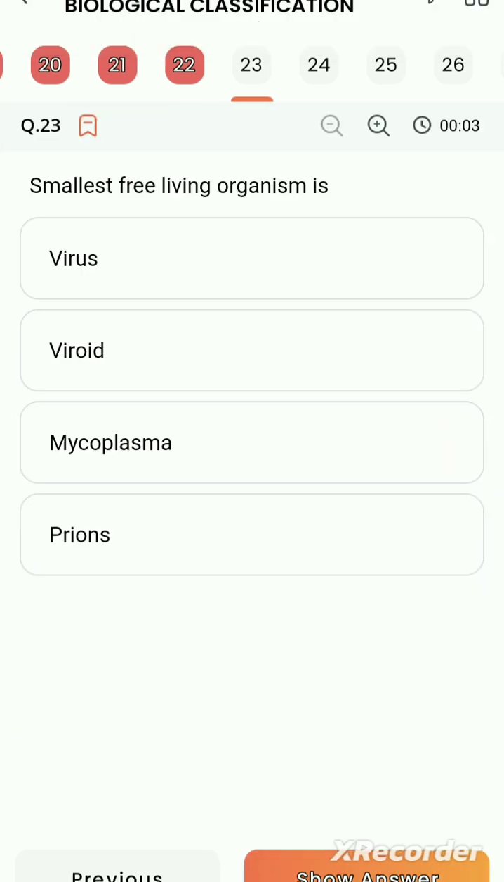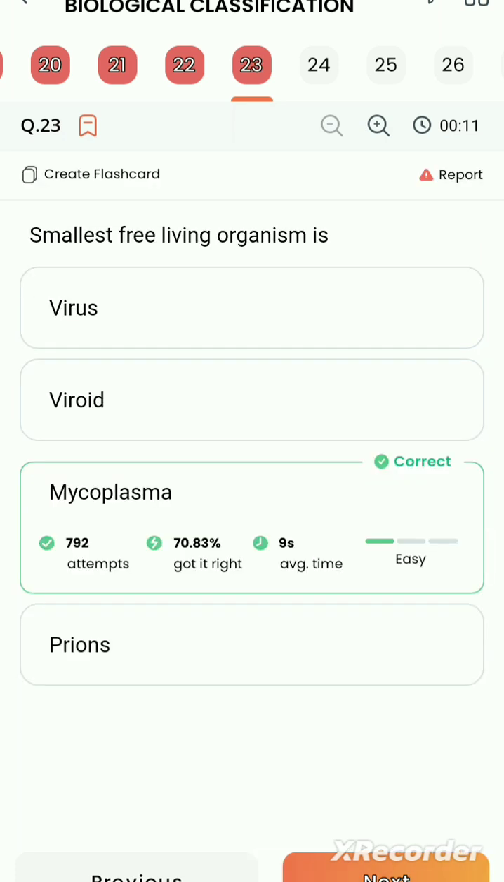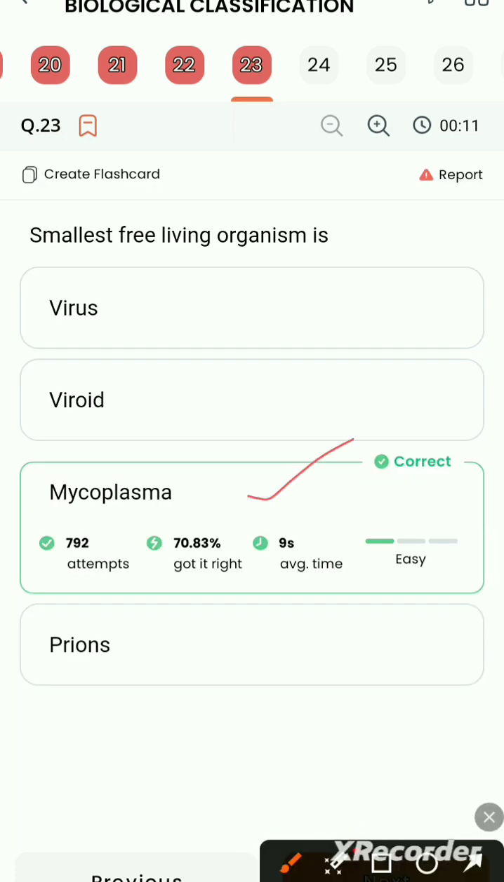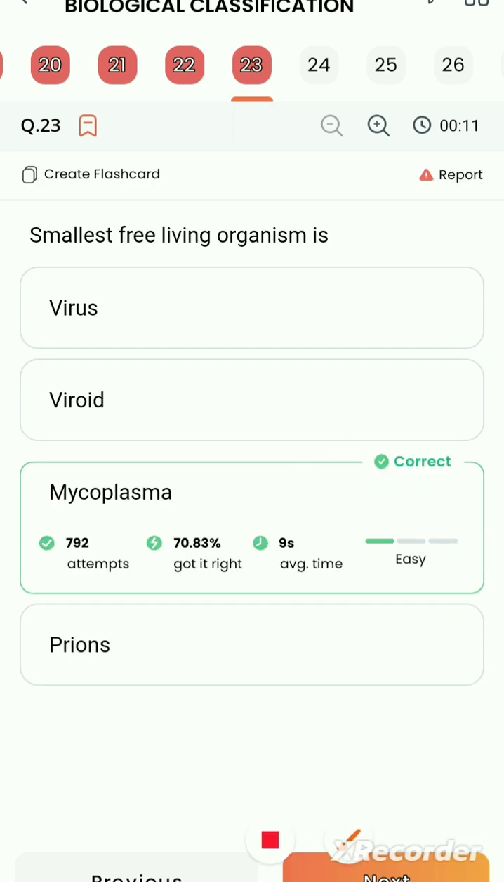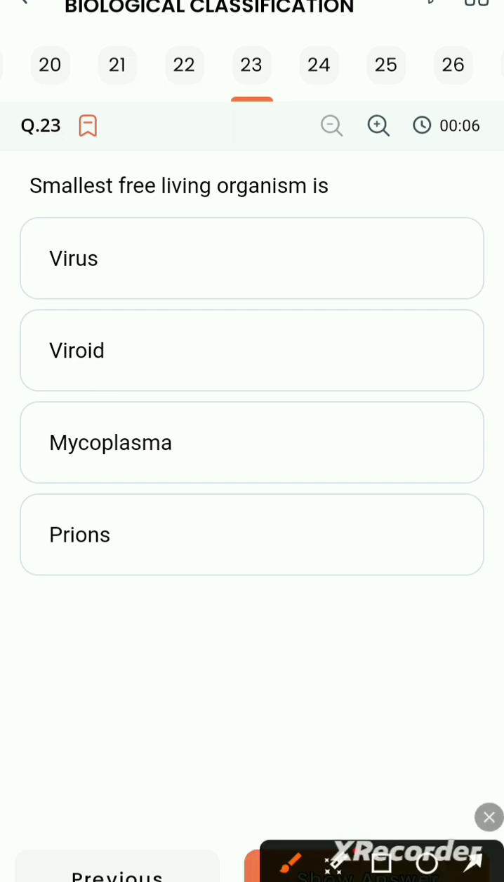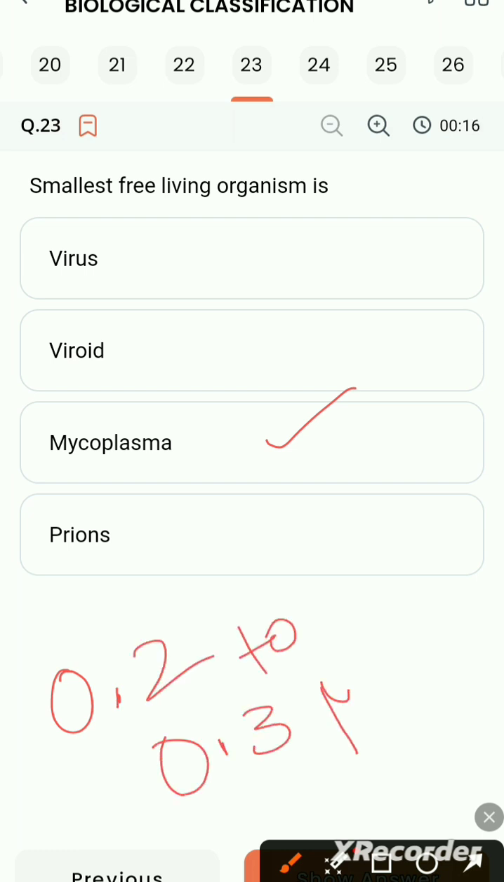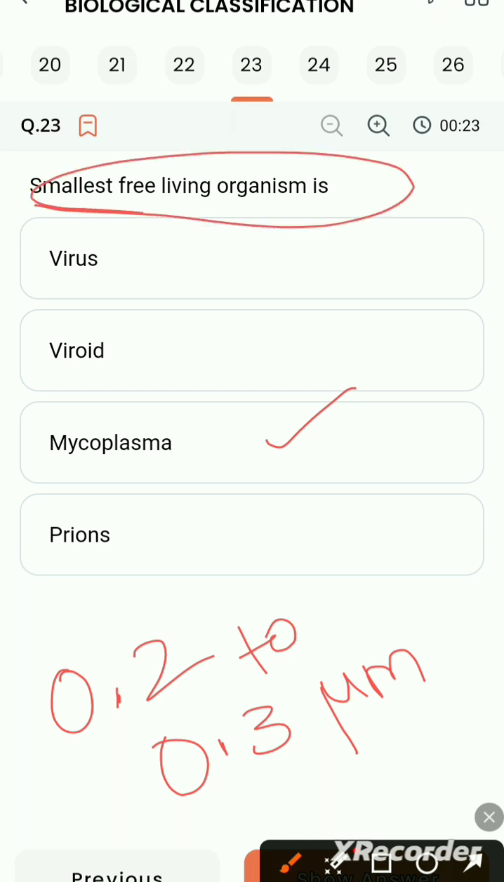Next question. Smallest free living organism. You know the smallest free living organism which is present is mycoplasma. Mycoplasma size is 0.2 to 0.3 micrometer, which can even easily pass through a normal filter. So that is the smallest free living organism.